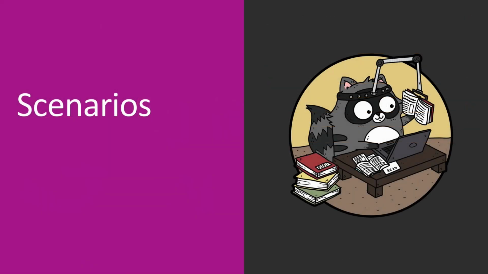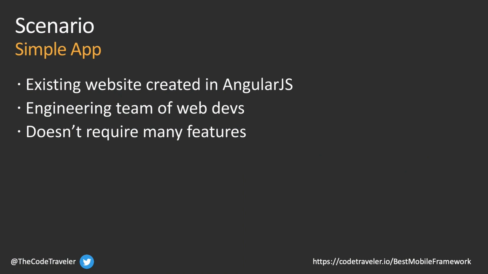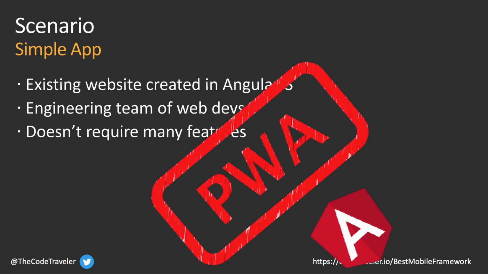Now let's look at a couple scenarios that our company may be in to help us choose which app would be best. In this scenario, we're creating a simple mobile app. Our company has an existing website created in AngularJS. We have an engineering team of web developers, and the app we're creating doesn't require a lot of features. In this scenario, it makes a lot of sense to create a PWA for our mobile app, a progressive web app. And specifically, because we have existing developers familiar with AngularJS, we can use that for our PWA.